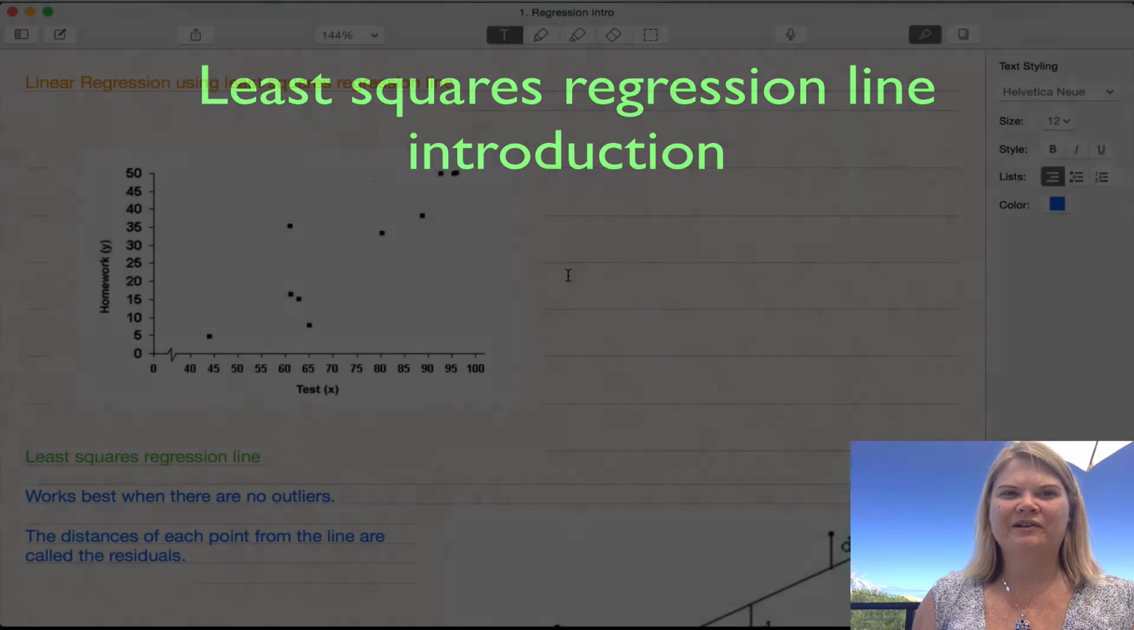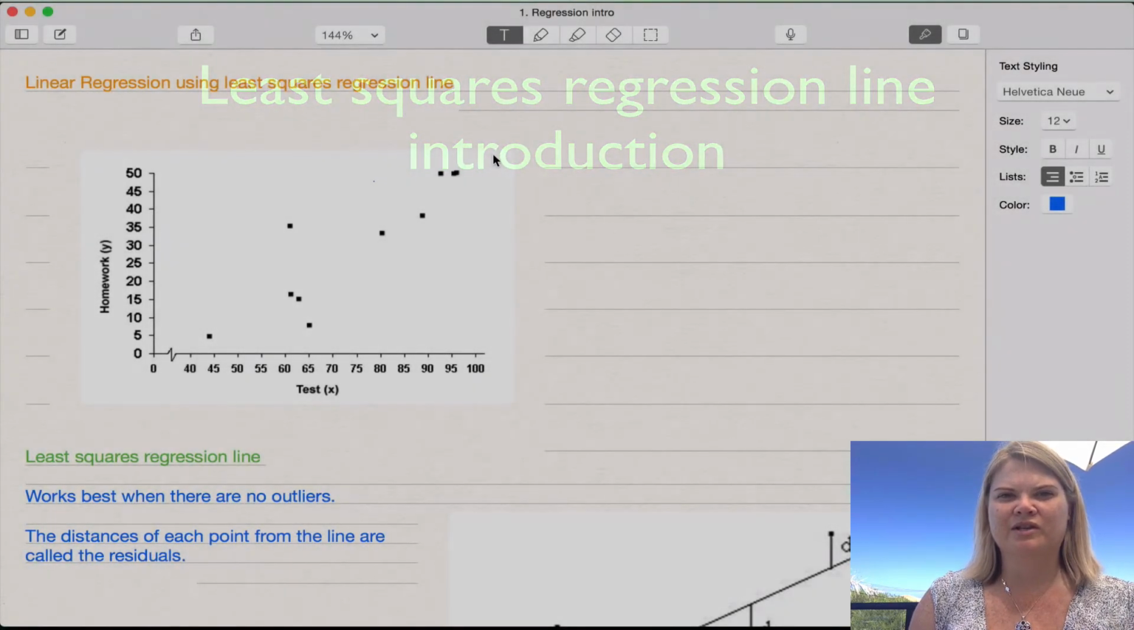Hello and welcome to our video on linear regression using the least squares regression line.